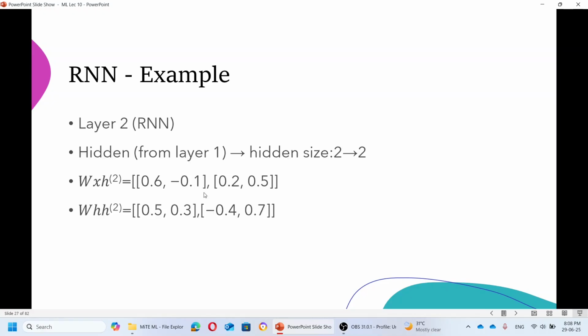For the second layer, you can see we are using only 2 weights, not 3 weights, because in the second layer we are getting output from the 2 neurons of the first hidden layer. So we need only 2 weights.